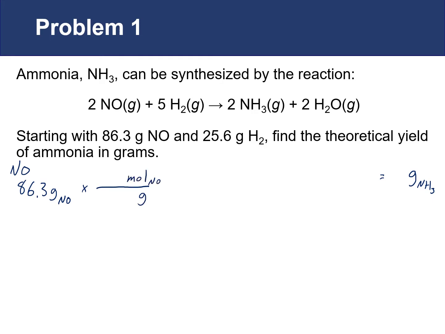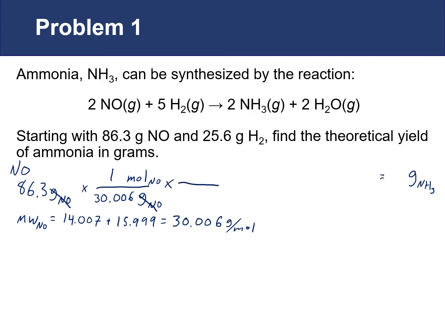So moles of NO, grams of NO. 1 mole weighs the molecular weight of NO. So we now need to determine the molecular weight of NO. The molecular weight of NO would be equal to 14.007, the molecular weight of nitrogen, plus 15.999, which is the molecular weight of oxygen. This gives us a total value of 30.006 grams per mole. So our value on the bottom here would be 30.006. Our grams cancel out, and so we're now in moles of NO.